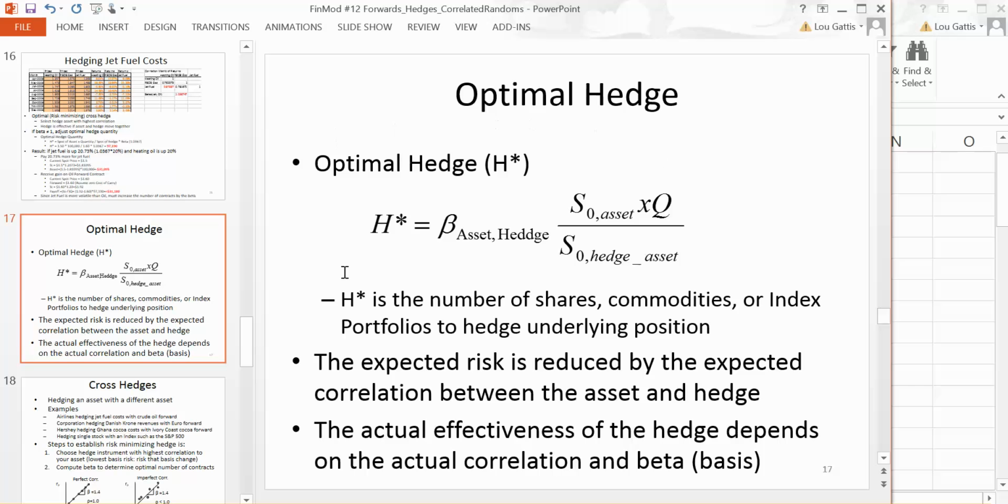So my optimal hedge ratio is going to be the beta between my asset and my hedge times the spot price of my underlying asset times quantity divided by the spot price of the underlying hedge asset. And the expected risk will be reduced by the correlation between the asset and the hedge. So in my last example, heating oil and jet fuel had a 97% correlation coefficient. So I'll eliminate 97% of my risk to jet fuel.